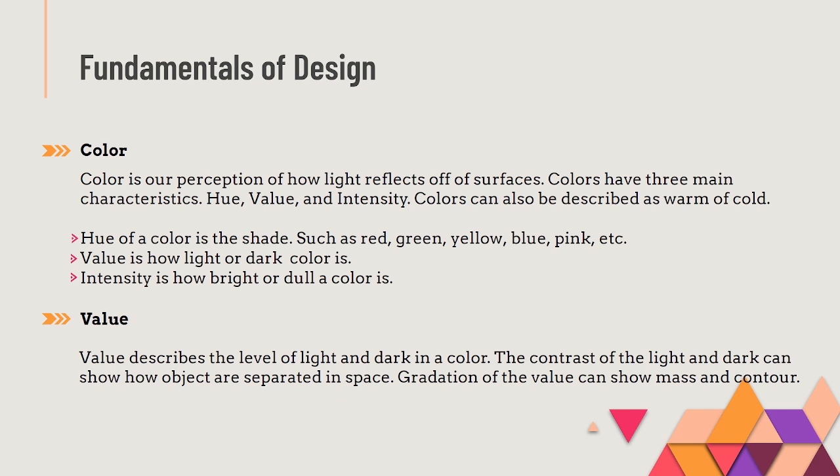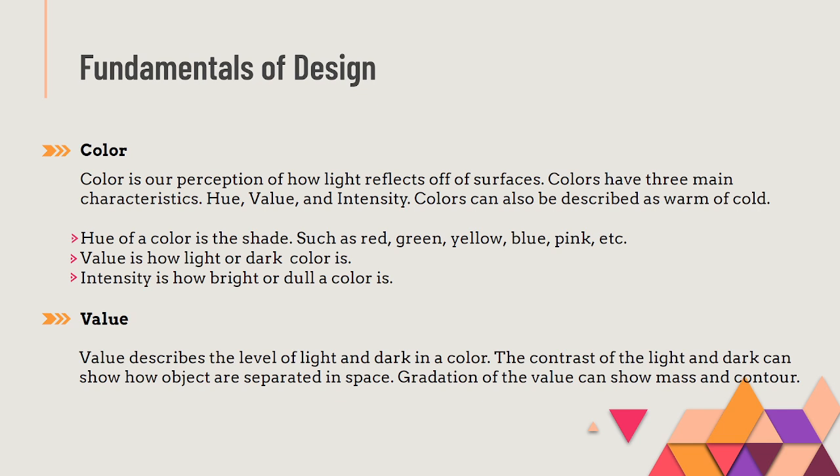Okay? We're going to talk about value again because value also plays another role in this. Value describes the level of light or dark in a color, but it can also talk about the contrast of light and dark and how objects are separated in a space. I'm trying to think how best to describe this. Think about how shadows work, and that can show the value of an object and how it's separated in space. So gradation of the value can show mass and contour.